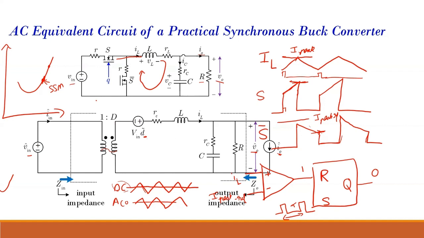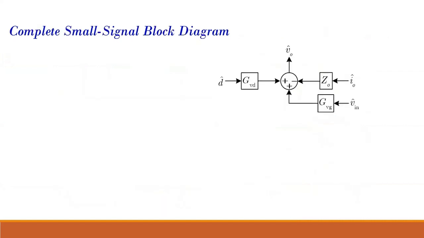How one change affects the other change. So if we represent the overall model of the system, it will look like this. This is my output voltage, and that depends on the changes in the duty ratio, the changes in the output current, and the changes in the input voltage. And this is GVD, my output voltage to my change in duty ratio. Z output is the change in output voltage with change in output current. And this is the change in output voltage with respect to change in input voltage.